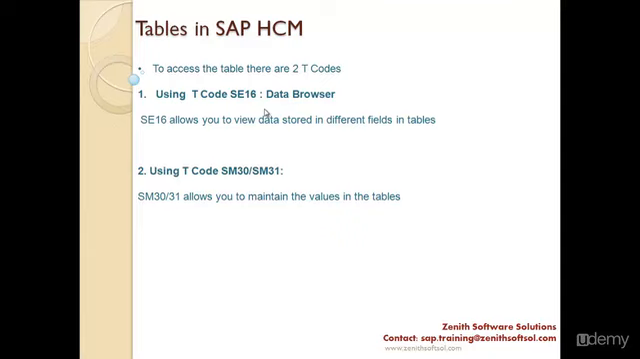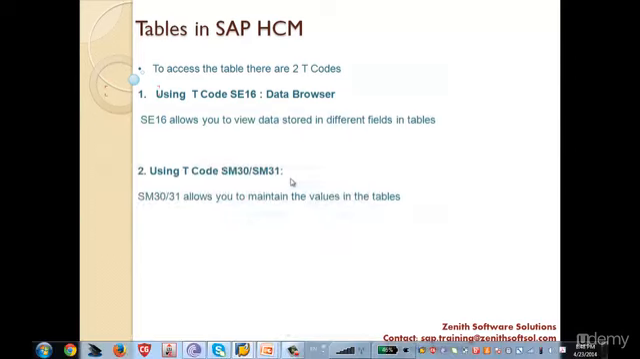So SE16 allows you to view the data stored in different fields. What are those fields? Like first name, last name, birth date, marital status. All these are different fields of that particular table. So SE16 is to view, and SM30 is to maintain the values in the table. Let's see the difference between these two codes practically.